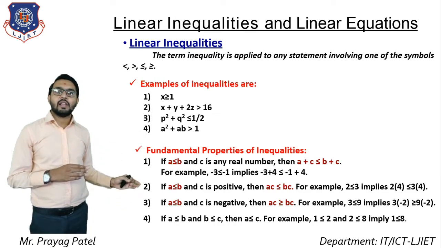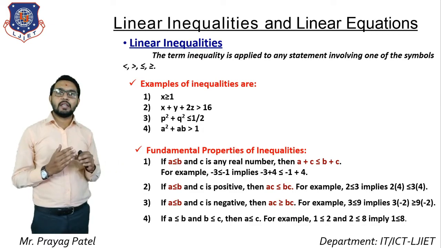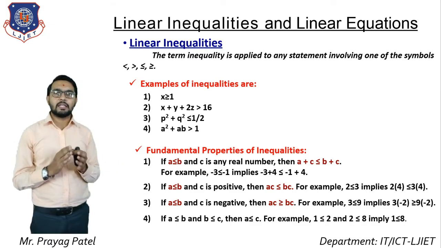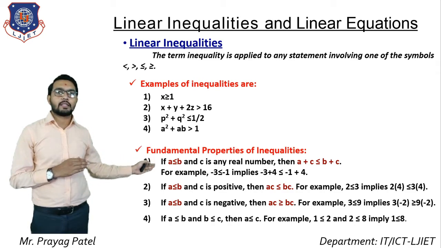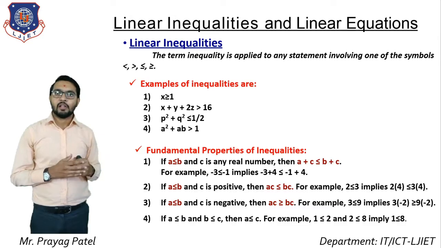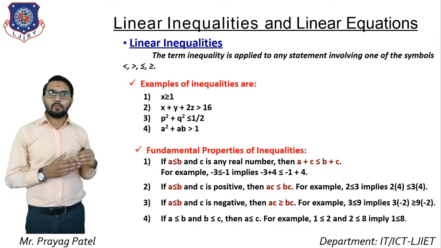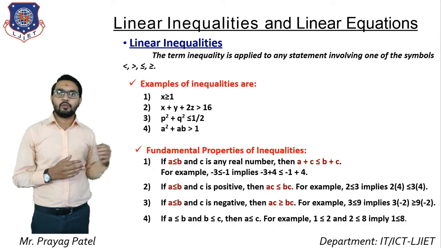Second condition: if a is less than or equal to b and c is a positive number, then multiplying both sides by c, the relation stays the same, so ac is less than or equal to bc. For example, 2 is less than or equal to 3 implies 2 into 4 is less than or equal to 3 into 4.